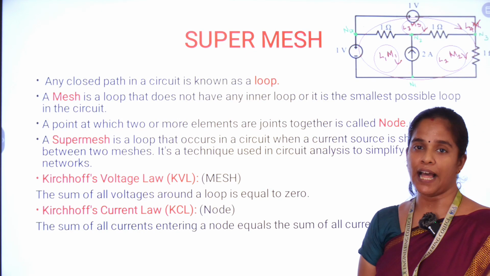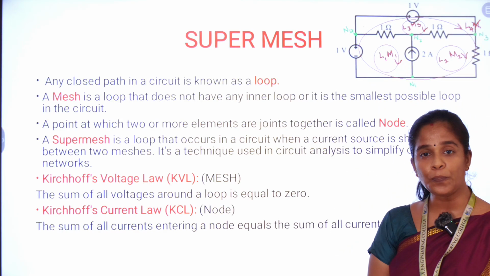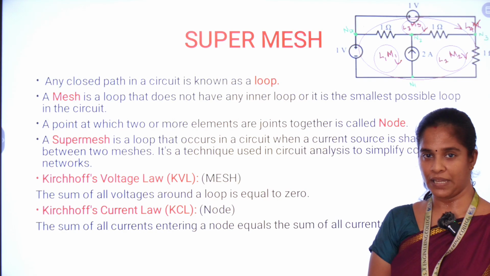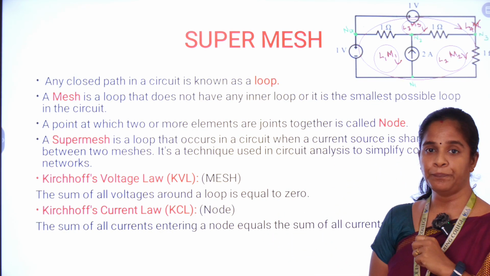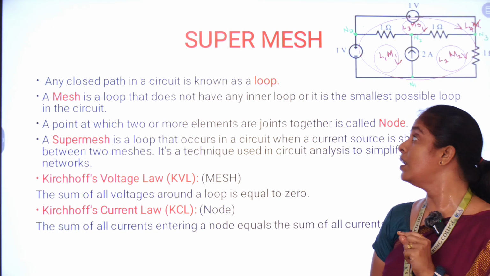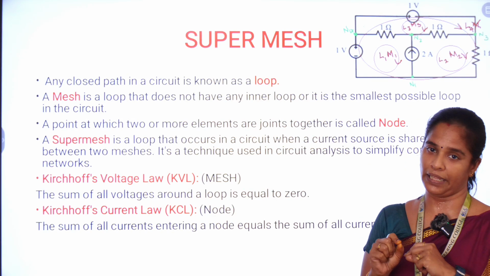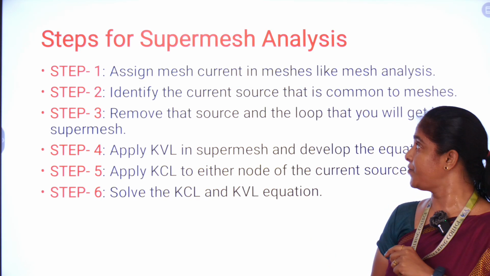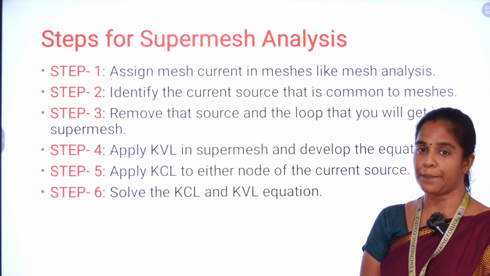Kirchhoff's voltage law is nothing but the sum of all the branch voltages in the closed loop is equal to 0. That is, voltage rises is equal to voltage drop in a closed loop. And next, Kirchhoff's current law, which is defined for the nodes in an electrical network. The sum of currents entering a node is equal to sum of currents leaving that particular node. These are the steps in analysis of supermesh, which we are going to see step by step.